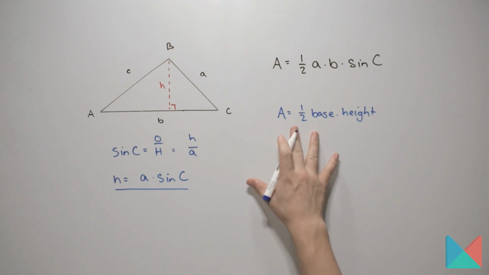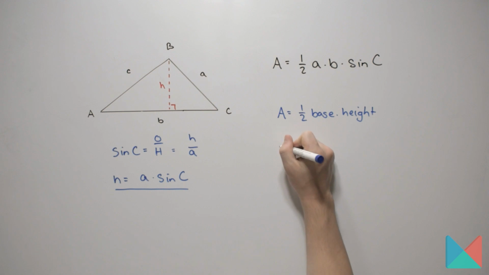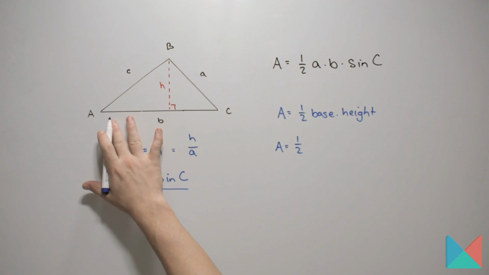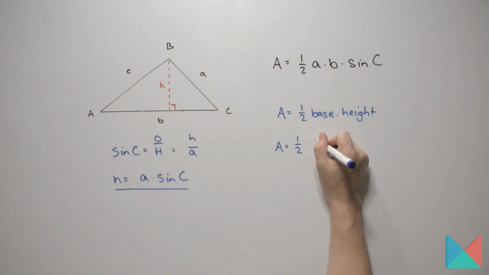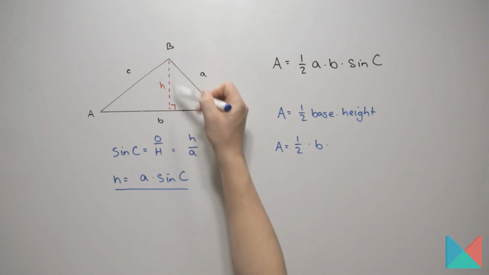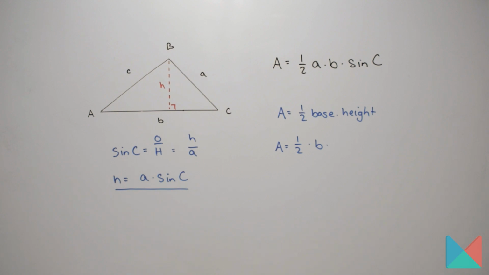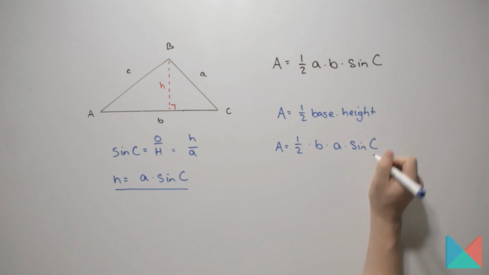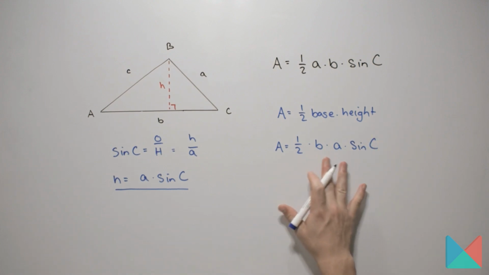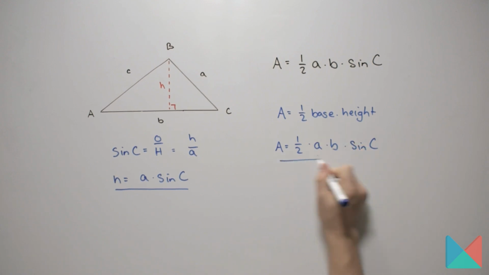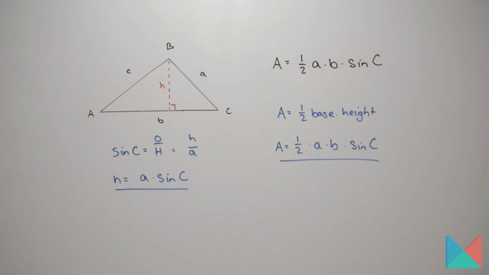Now we're going to consider the half base times height formula. So we have the area of our triangle is equal to half the base of our triangle, and our base is going to be the side b, times our height. And our height of our triangle is h. We found that h is equal to a times sine C. So let's sub in this value and we get a times sine C. And notice here, if we swap the b and a values, we get the area rule. And so now we have successfully proven the area rule for an acute triangle.